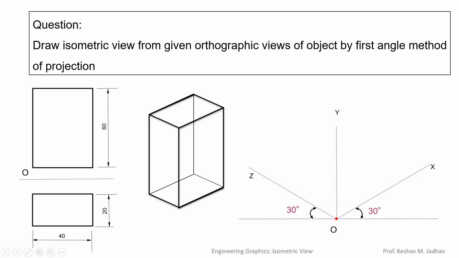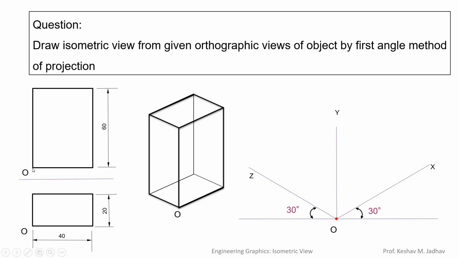So in the given orthographic view, this is the point O. This O point means this point, and in the top view that O point will be here, and here we have to draw the isometric view. So this point will be the origin O. Now let us start from the front view.